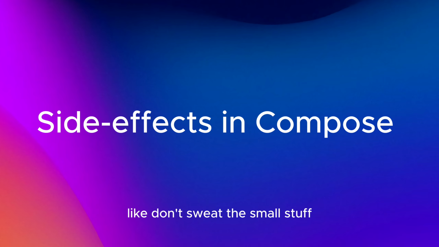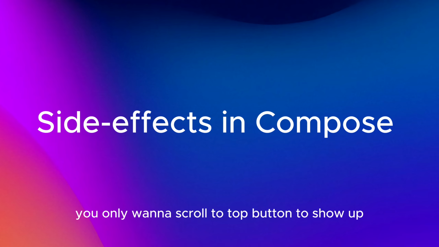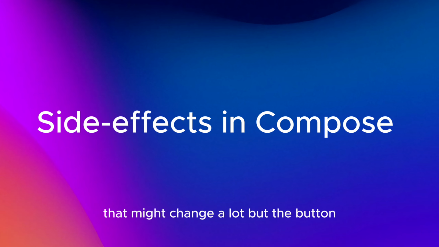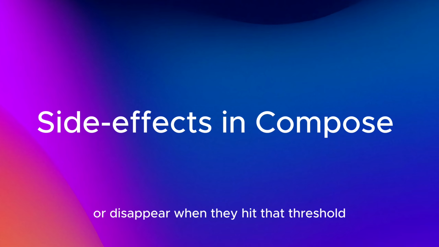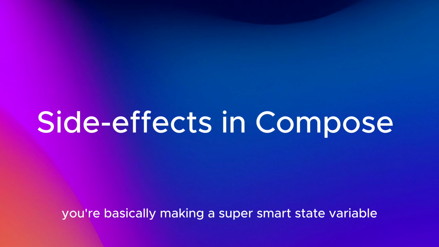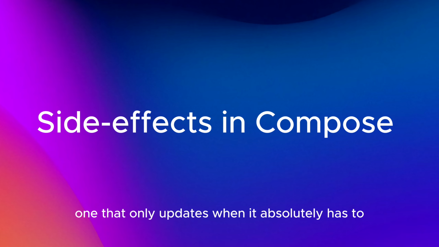So, like, don't sweat the small stuff. You got it. Imagine a scrolling list. You only want a scroll-to-top button to show up if the user has scrolled past a certain point. Makes sense. The scroll position might change a lot, but the button only needs to appear or disappear when they hit that threshold. derivedStateOf lets you optimize for that. No unnecessary recomposition.